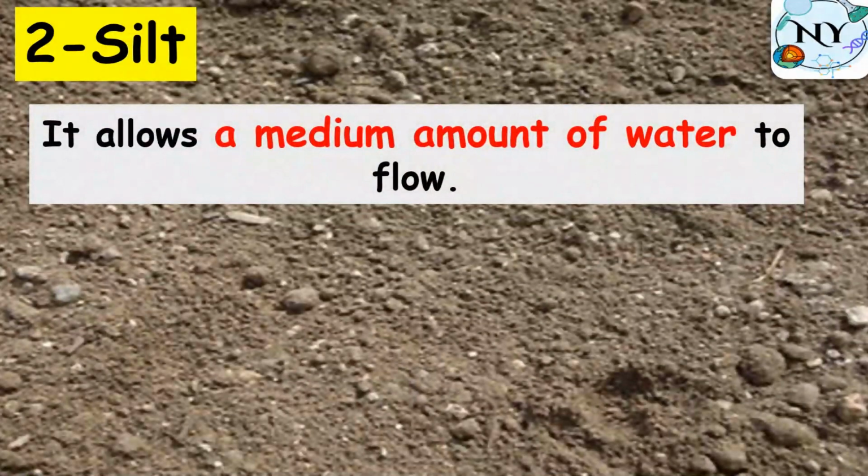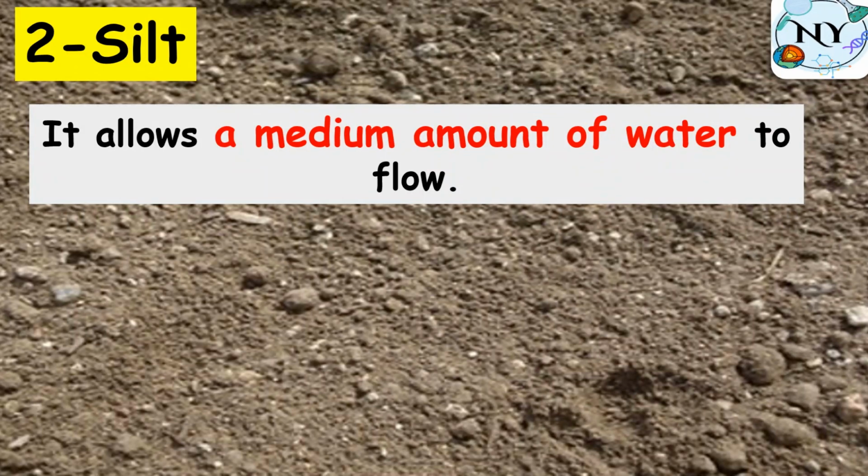ليه؟ لأن الكيورد بتاعتها medium ماشية معايا في أي حاجة. بمعنى إن السيلت سويل has medium amount of water to flow. خلينا نبدأها من الأول. السيلت سويل has medium size of particles. وبعدين it has medium amount of pores أو spaces. عندها كمية السبيس بتاعتها medium.